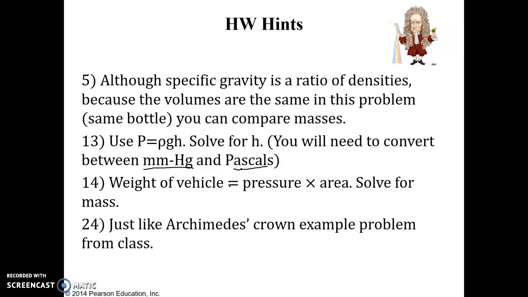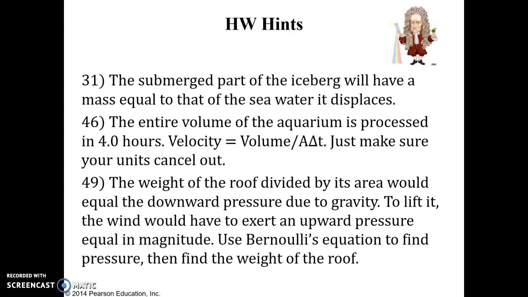For number 14, the weight of the vehicle is pressure times area. Just solve for the mass. Remember that weight is equal to mg. Problem 24 is a lot like the Archimedes crown problem I did in the video. Problem 31, the submerged part of the iceberg will have a mass equal to that of the seawater it displaces. So again, that's buoyancy. The buoyancy force is equal to the mass of the fluid times gravity.